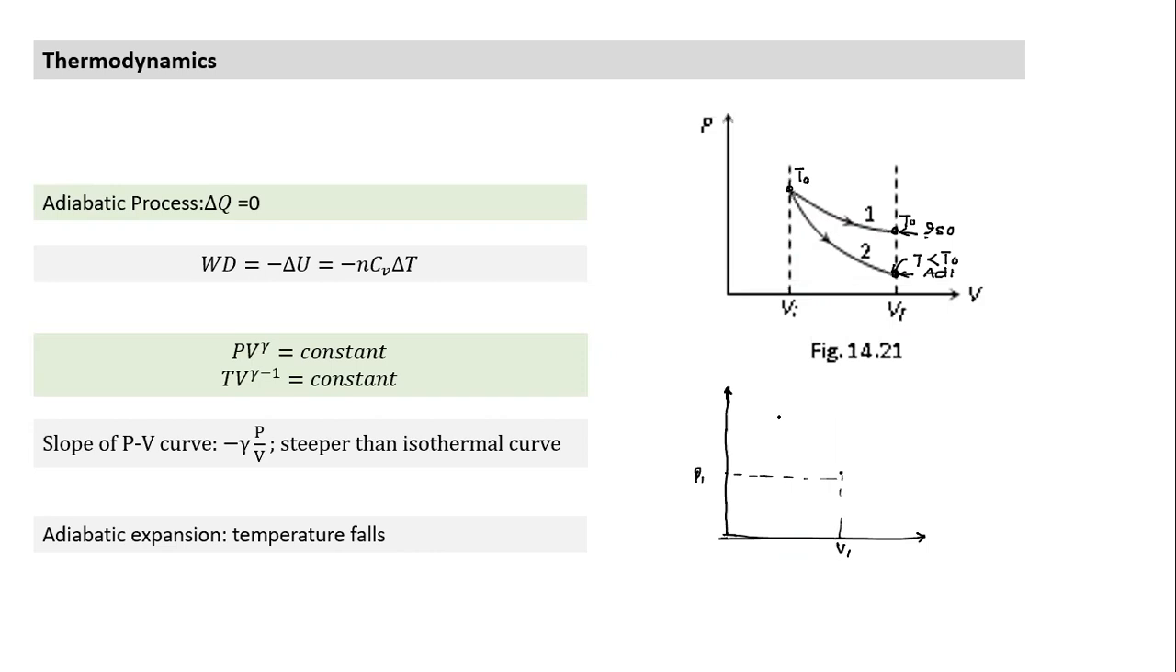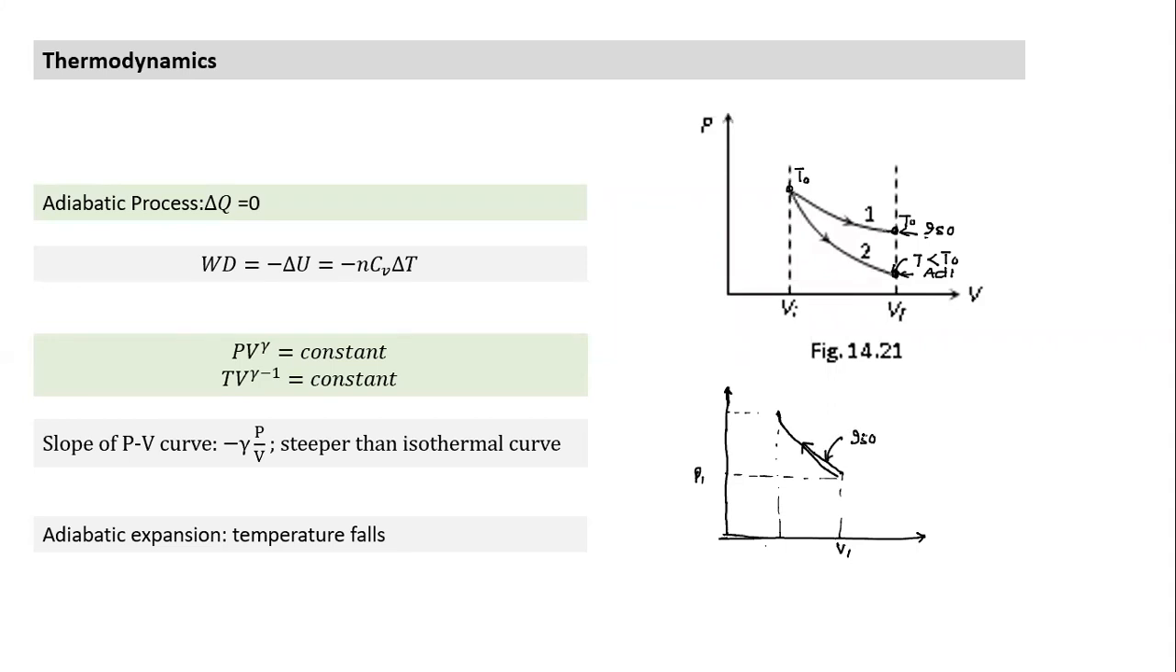Suppose I compress it to half the volume. So this V2 is half of the initial volume. If volume becomes half, it's easy to understand what will happen: pressure will become double. So what will be the shape of the isothermal curve? The isothermal curve may go like this. This is isothermal compression.